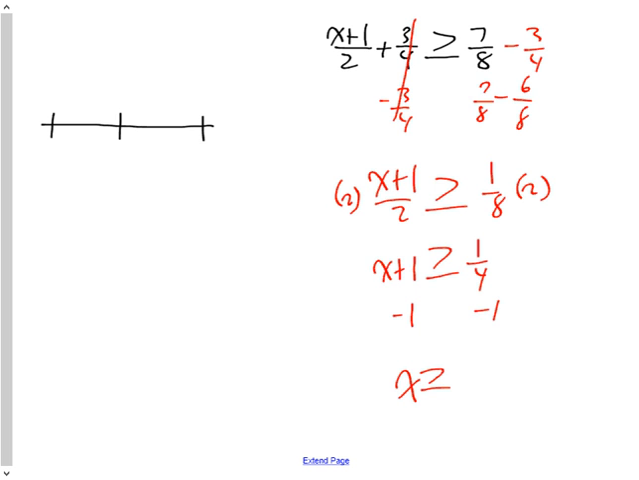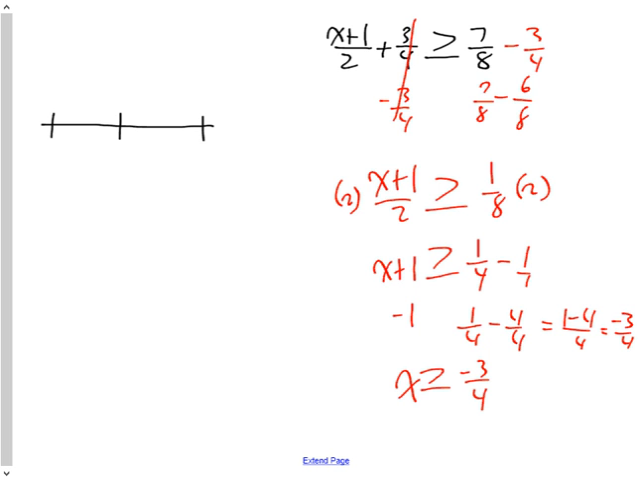What's 1/4 take away 1? Well, some of us can do that in their head and get negative 3/4. But if you can't, think about 1 as being 1 over 1, and 1/4 take away 4/4 will be negative 3/4. So any value that's greater than or equal to negative 3/4.